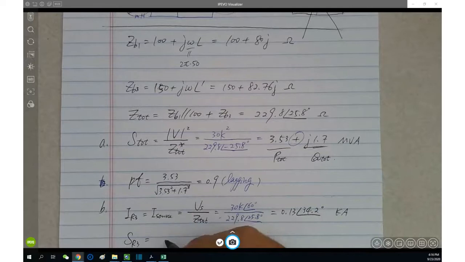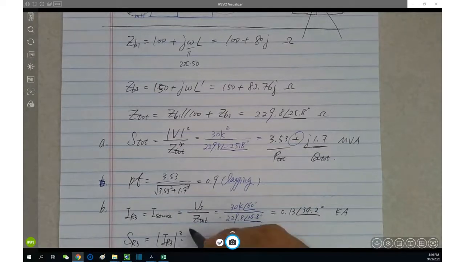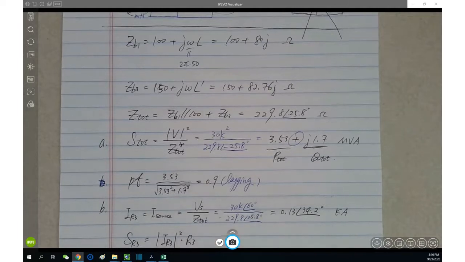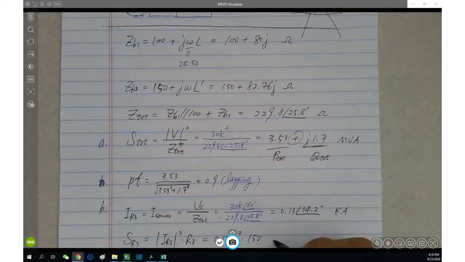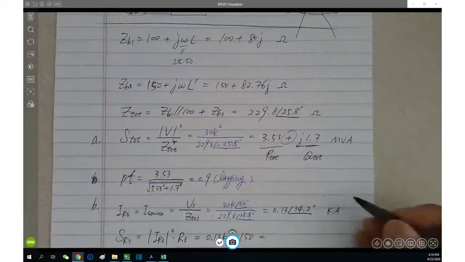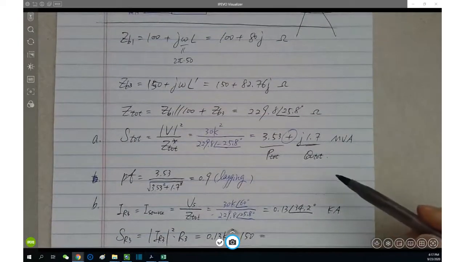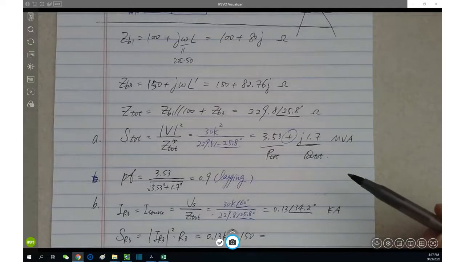And then what do we do? The formula is the current magnitude squared times the impedance. And if you do this, then 0.13k squared times 150. Without doing anything, of course, you're expecting to see what? Zero reactive power, right? Does it make sense? Because we're looking for the power of a resistor.